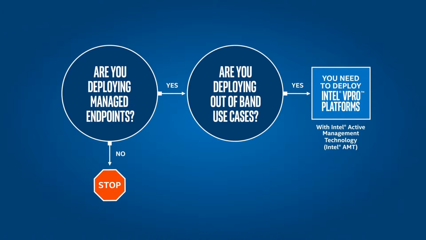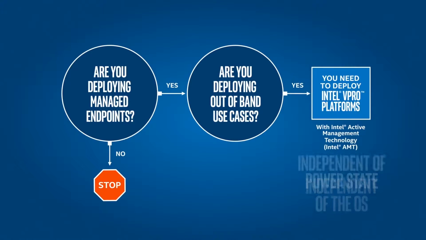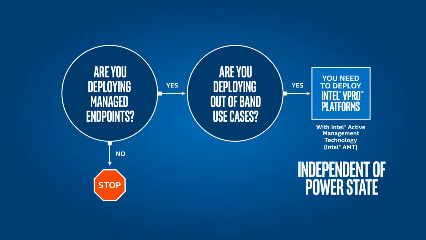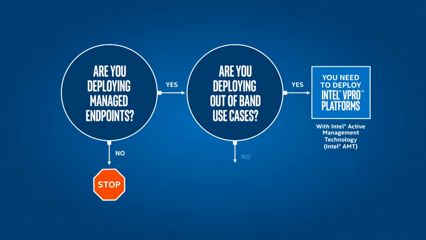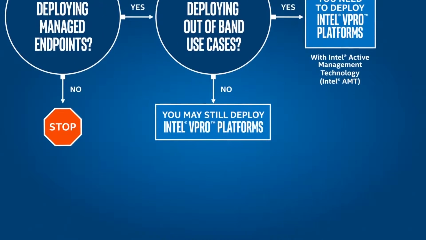Intel AMT provides out-of-band remote management that is independent of the operating system and independent of power state, resulting in more efficient proactive and reactive maintenance of endpoints. If you are not deploying out-of-band use cases, you might still deploy vPro systems for other considerations, such as performance, improved stability, or additional security features.